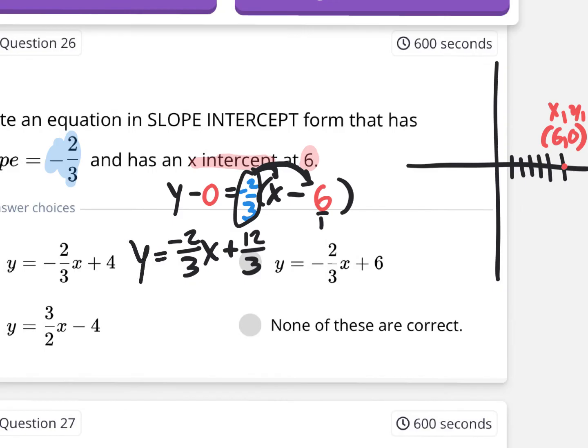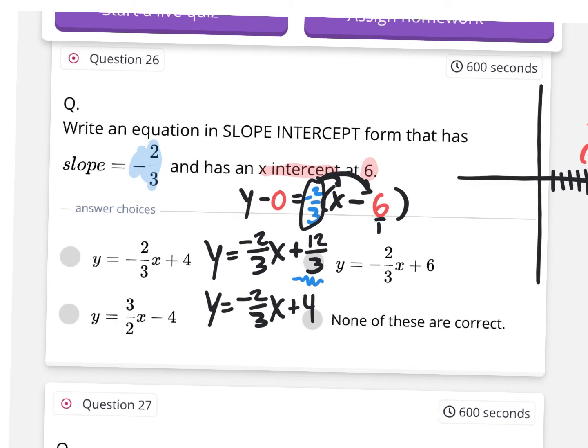That's all we have, and all we could do now is simplify this number. 12 divided by 3 is 4. So your final answer is y equals -2/3 x plus 4. And if you look for that answer on the multiple choice, it is apparently this one, y equals -2/3 x plus 4.